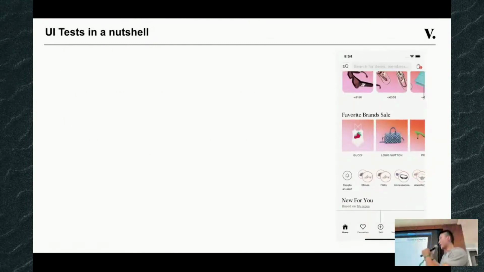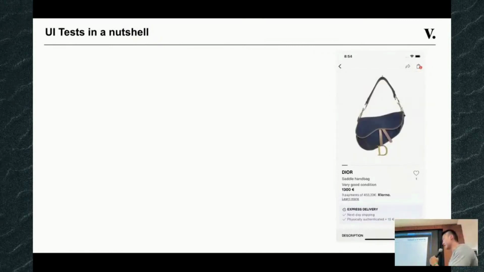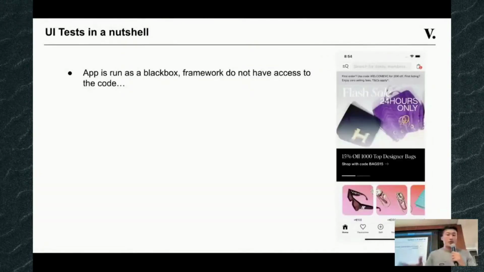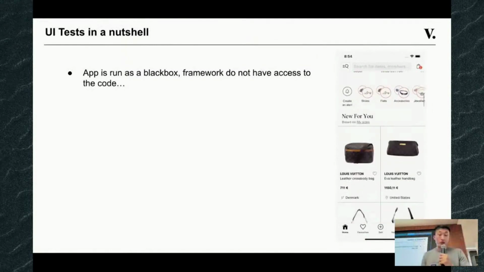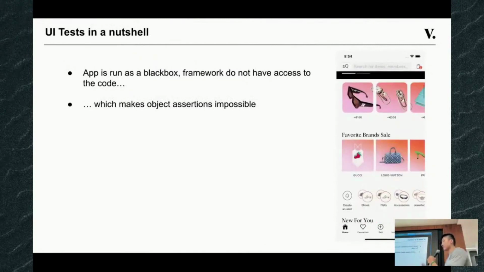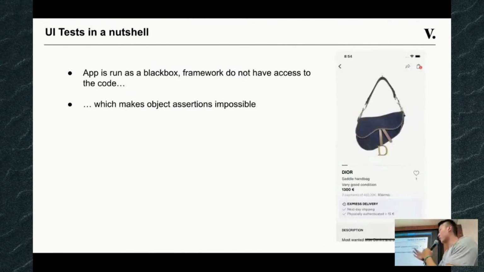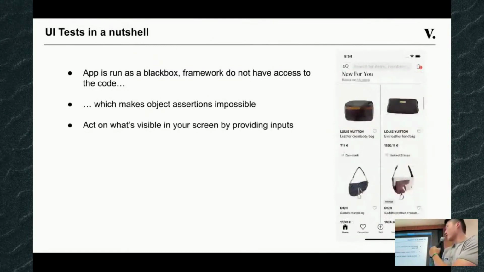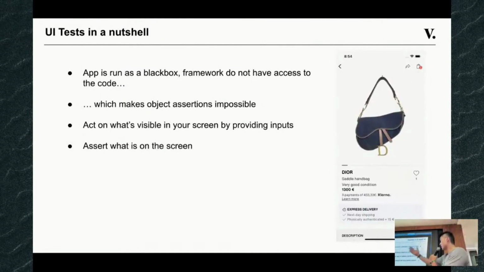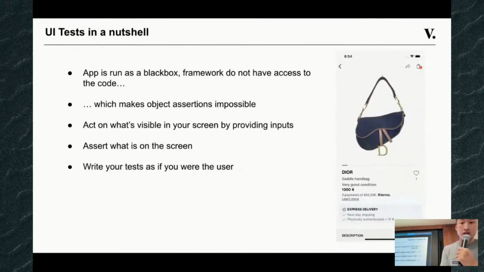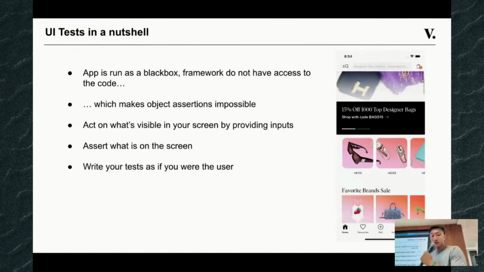So, just as you maybe don't have any kind of experience in UI test, that's normal. Let's quickly sum up what UI test is to be sure we are on the same page. It's basically tests where the app is run as a black box, so you don't have access to the code, meaning that you cannot do object assertion. You will not check if some properties of some class are true or false, etc. No. What you will do is act on what's visible on your screen by providing input and assert on what's on the screen. If I tap on the tab bar, scroll a bit, etc., I should see that. That's basically the whole test. So you write the test as if you were the user.